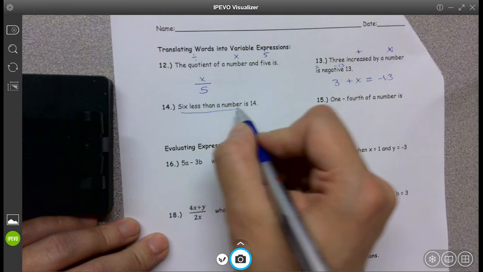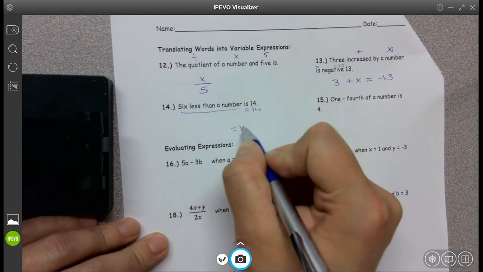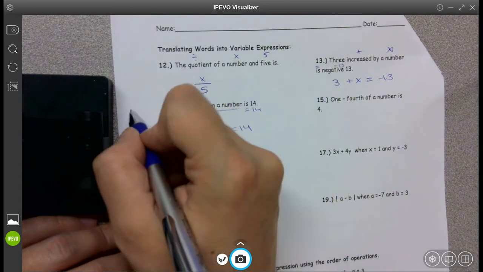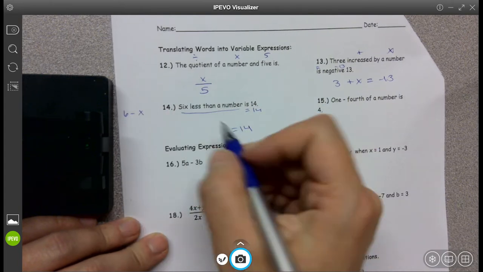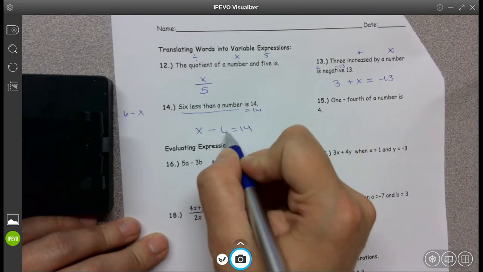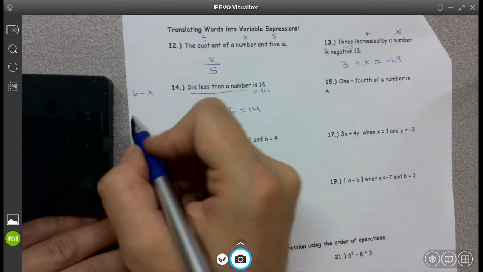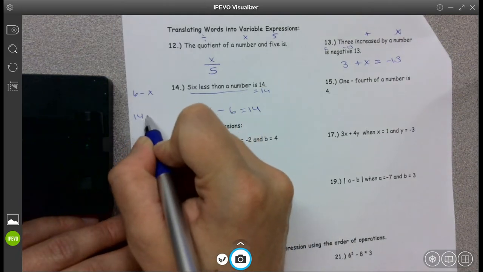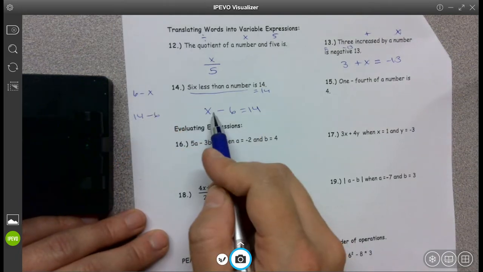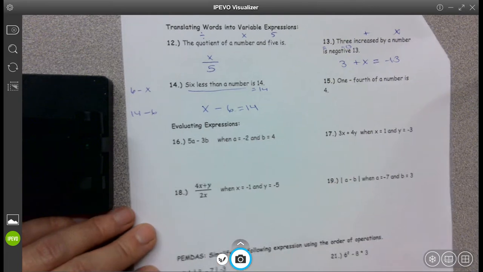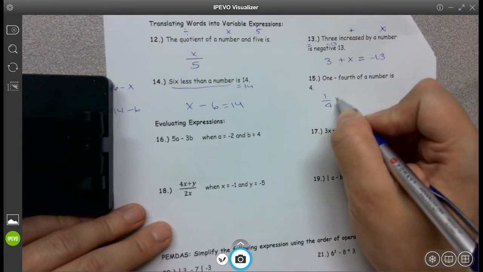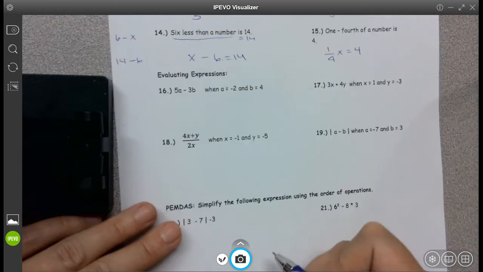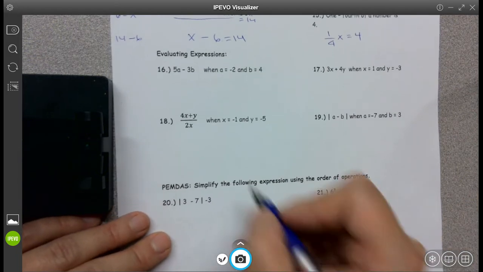6 less than a number is 14. So we know it equals 14. I keep saying this, 6 less than a number. Well, if it's less than it, it's being removed from it. If I said I was 6 years less than you, I would take your age and subtract 6. So if it's 6 less than, subtract. 1/4 of a number is 4. Those were just simply translating.